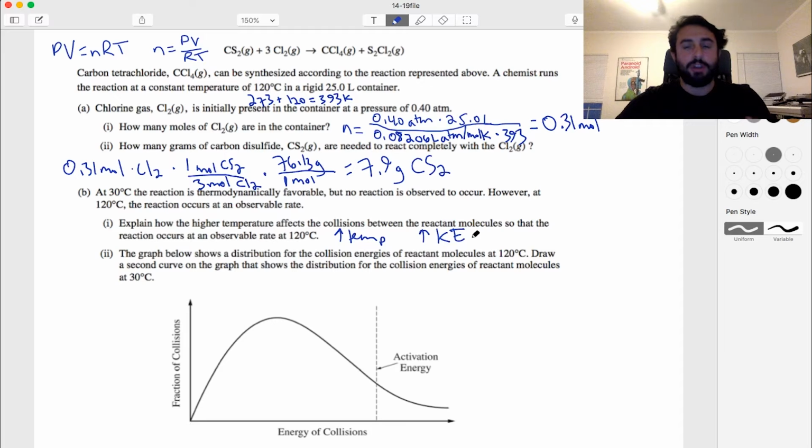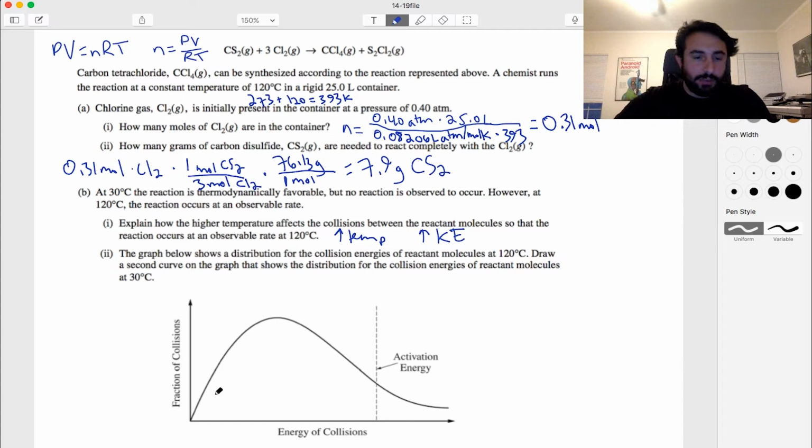A greater temperature means greater average kinetic energy for the particles, which means more collisions will be able to overcome the activation barrier. Now, the graph below shows a distribution for the collision energies of reactant molecules at 120 degrees Celsius. Draw a second curve on the graph that shows the distribution for the collision energies of reactant molecules at 30. So this is for 120. So just real quick, we will see these sometimes. This says fraction of collisions, and this is energy of the collisions.